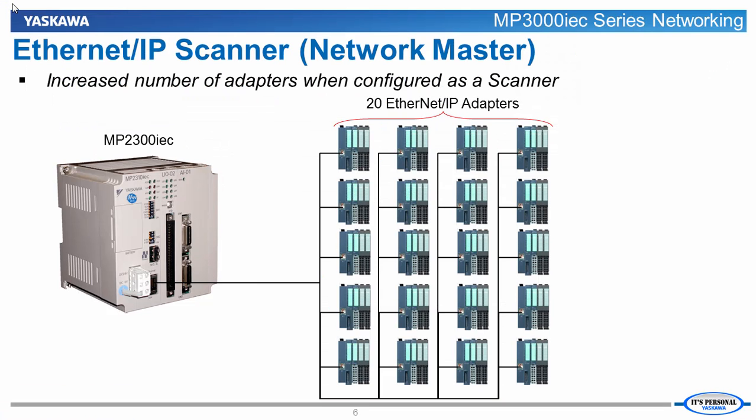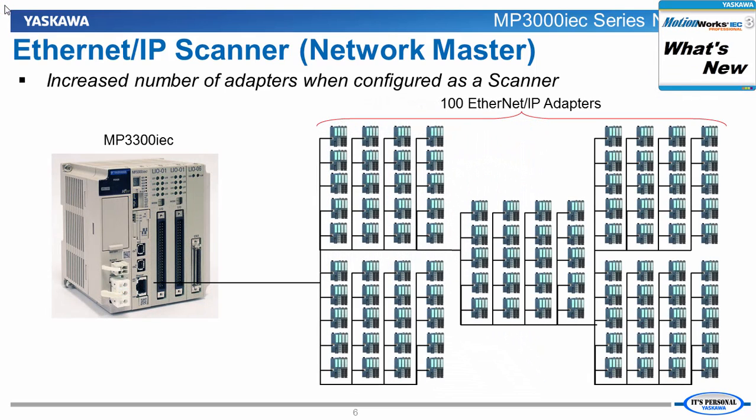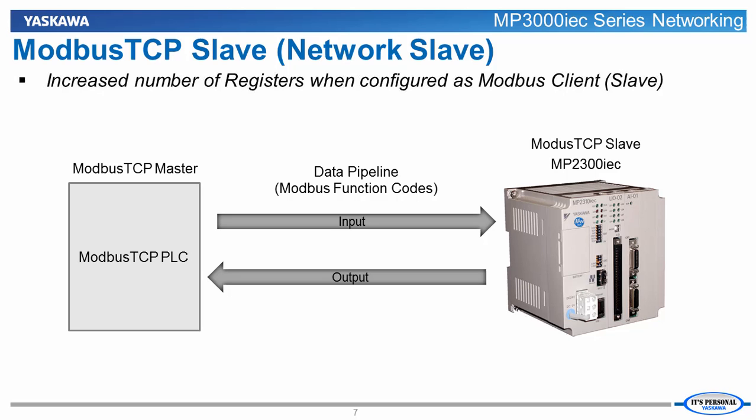Another change that was made for the MP3000 IEC motion controllers allows them to have more Ethernet IP adapters connected when they are set up as Ethernet IP scanners. MotionWorks IEC 3 allows up to 100 adapters to be connected to the MP3000 IEC controller, which is 5 times more than before. This is useful for times when the motion controller is being used as a data storage or transmission hub. Ethernet IP isn't the only protocol that has been modified in MotionWorks IEC 3.